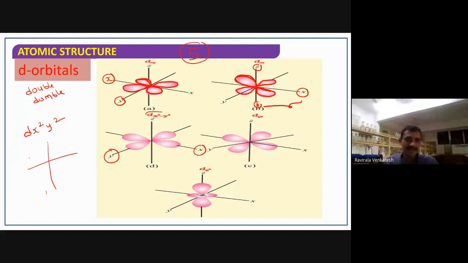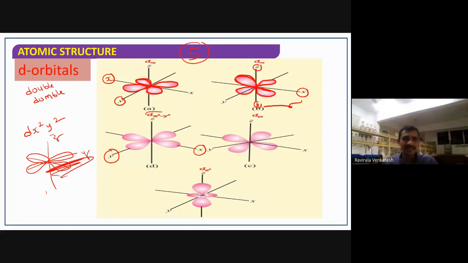So Z axis, Y axis, X axis. Now on Y, draw a dumbbell. On X, draw a dumbbell. This is completed. For dx square minus y square, on X you have a dumbbell, on Y you have a dumbbell, and on Z you don't have any dumbbell. Only a double dumbbell you have to draw.